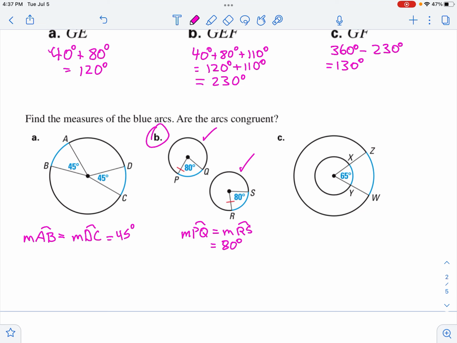But now, look at this over here, part C. Notice that the measure of XY is equal to 65, and the measure of ZW is also 65 because we have concentric circles there. But obviously those arcs aren't congruent. So you have the same measure of the arc, but we're not going to say those arcs are congruent. They either have to be from the same circle or congruent circles.